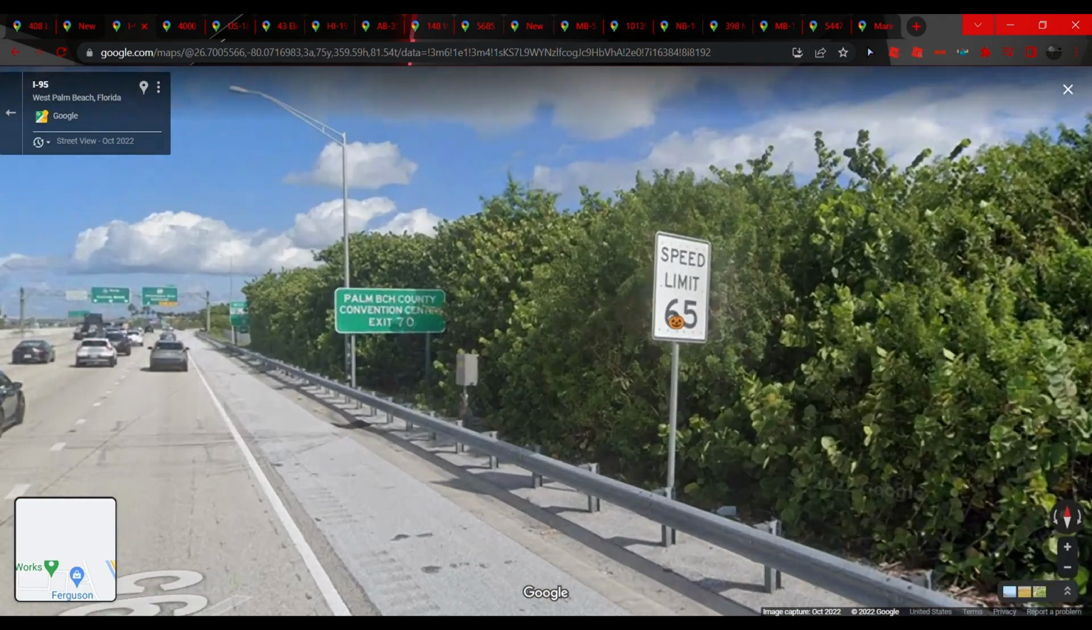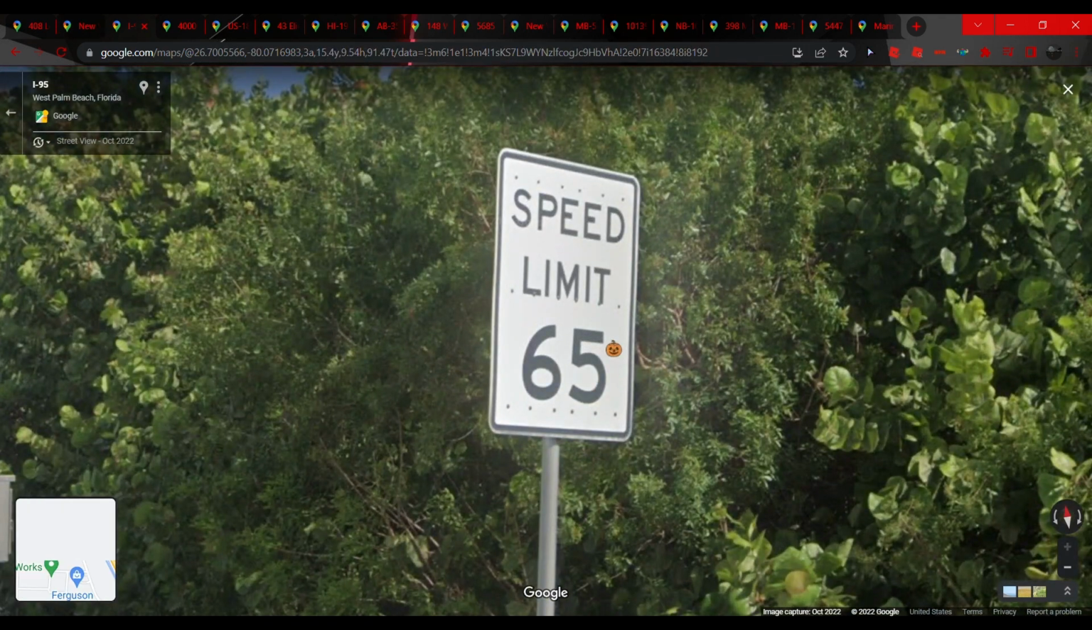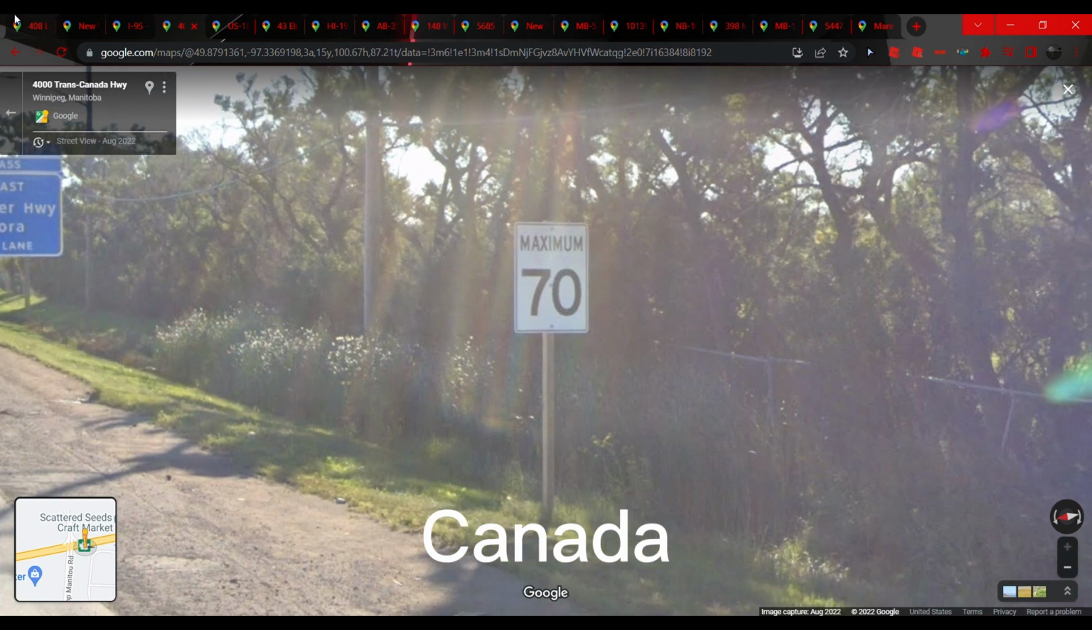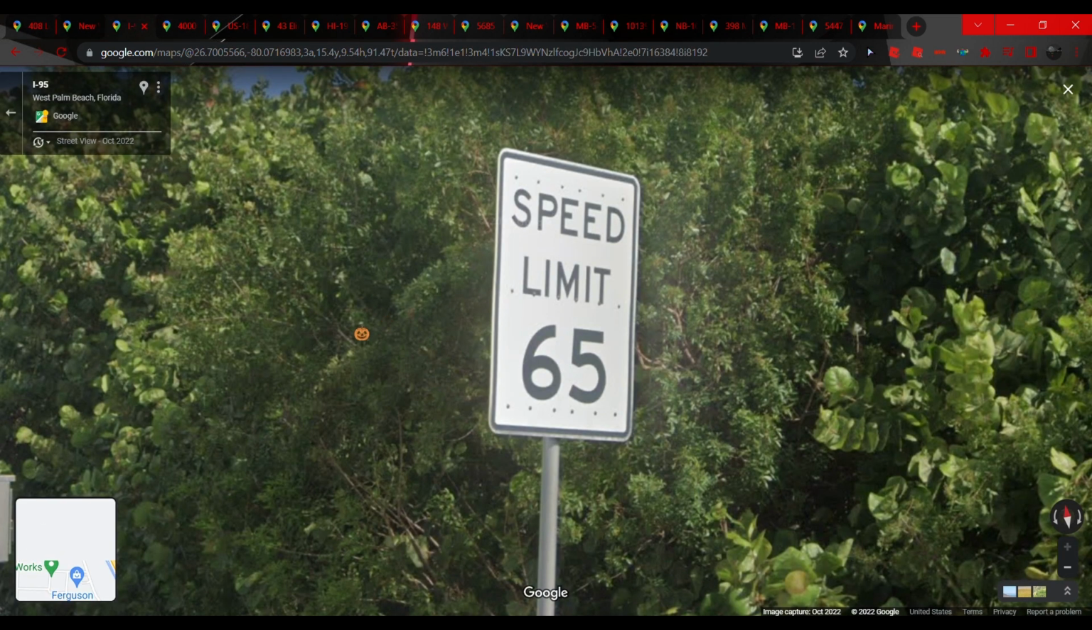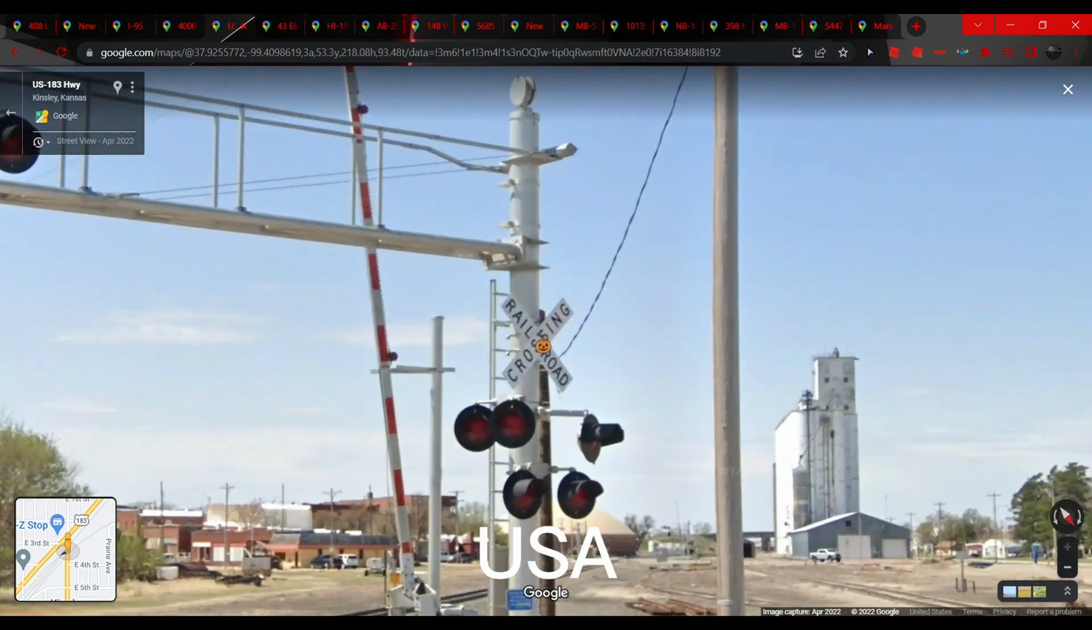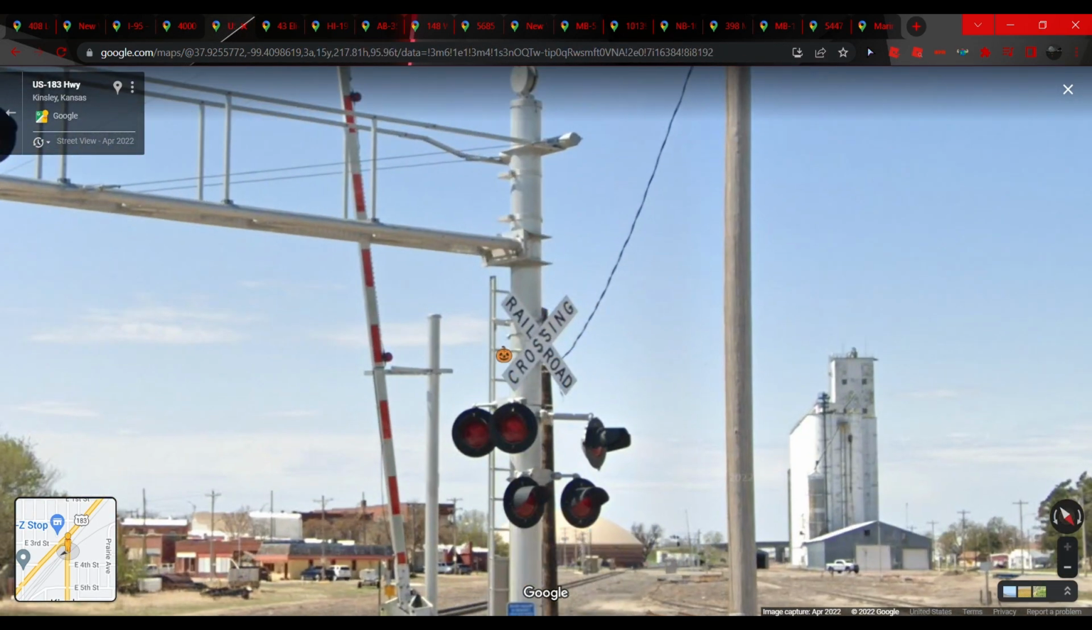Moving on to speed limit signs. This is a pretty common one as well. In the US, of course, they say speed limit and then a number. But in Canada, they say maximum with a number. So the US uses speed limit, and Canada uses maximum for their speed limit signs. So that's that.